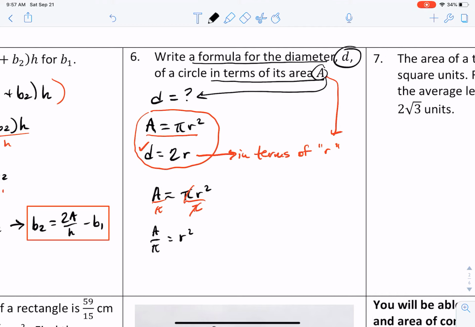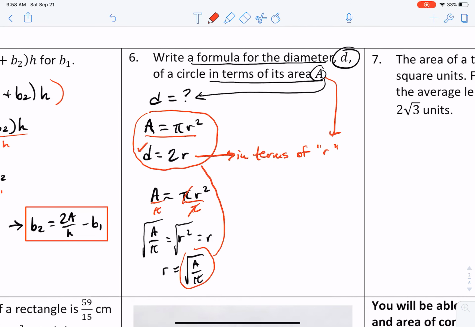I don't want r squared because there's an r in my diameter equation. I need to get r by itself. So to get r by itself, I'm going to take the square root of both sides. On the left, it doesn't simplify any, but on the right-hand side, of course, that should be equal to r. So now I have an expression for what r is that I can use to substitute into my diameter equation. So I'm going to take this A over pi, taking the square root of that. That's going to go in for r.